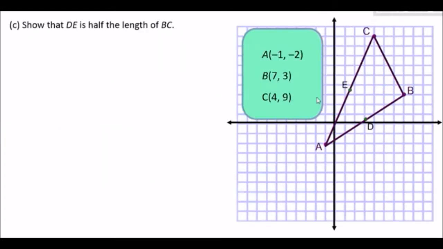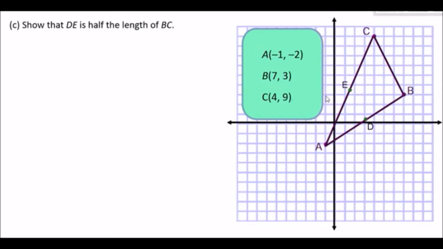So you'll notice that what I did here is I, in advance, before you got here, already made this graph nice, and I even put D and E on it. And here are the coordinates from the other page in case we need them. It says, show that DE is half the length of BC.